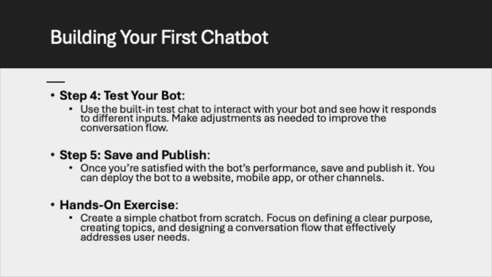Step 4. Test your bot. Use the built-in test chat to interact with your bot and see how it responds to different inputs. Make adjustments as needed to improve the conversation flow. Step 5. Save and publish. Once you're satisfied with the bot's performance, save and publish it. You can deploy the bot to a website, mobile app, or other channels.